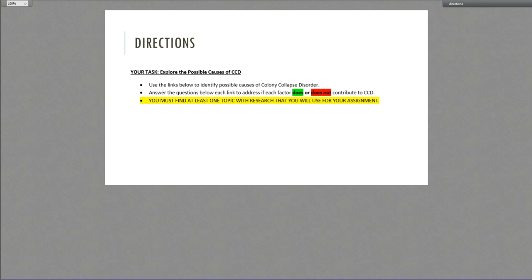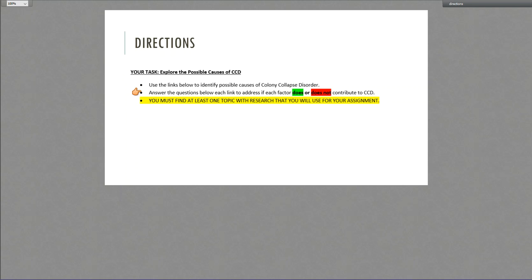So your task right here, all you need to be focusing on is using the links in the document to identify those causes of colony collapse disorder. Causes of colony collapse disorder.